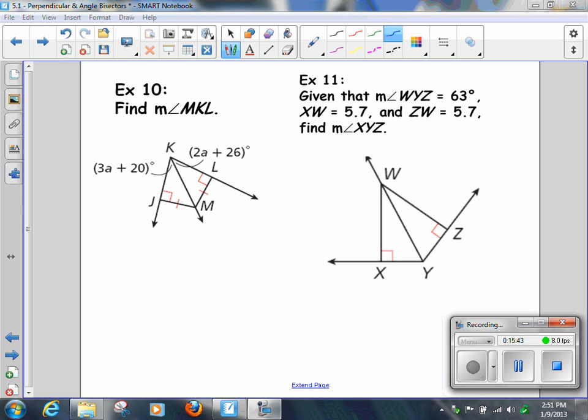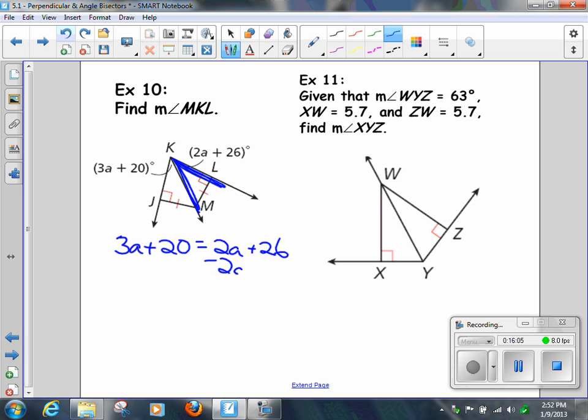I've got to actually mark that angle. MKL right here. I got to find that piece. How am I going to go about solving it? Zoe. Set them equal to each other. 3a plus 20 equals 2a plus 26. Do the algebra. And didn't I get a equals 6? How many of you got a equals 6?